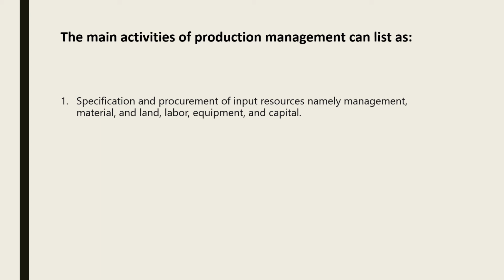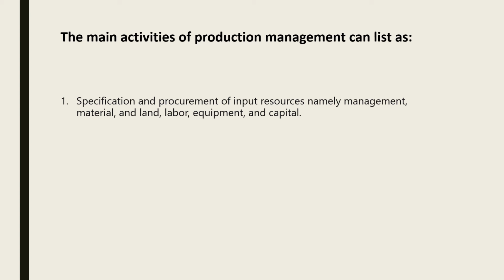Next, another input resource is labor. Labor are the employees who are involved in the production process. So we need to decide what kind of labor we require in the production unit, whether skilled labor, unskilled labor, or semi-skilled labor. That we need to decide upon.